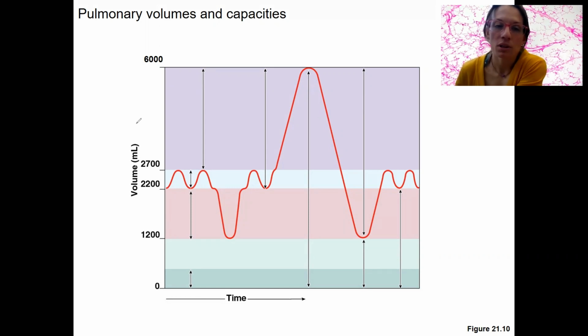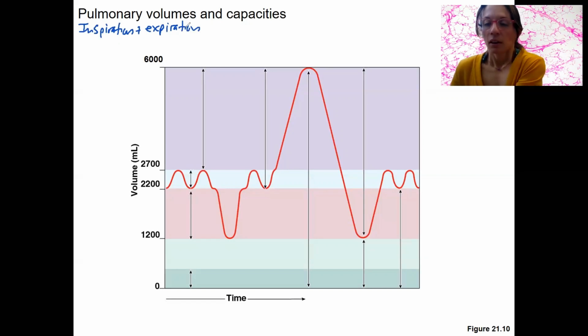So we're looking at volumes that are going to occur during inspiration and expiration. And these are going to be during resting breaths and then deeper breaths, right? You can just take normal breaths and you can breathe really deep in and out. So remember, I already told you 500 milliliters is our tidal volume. That's the amount that we just breathe in and out at rest.